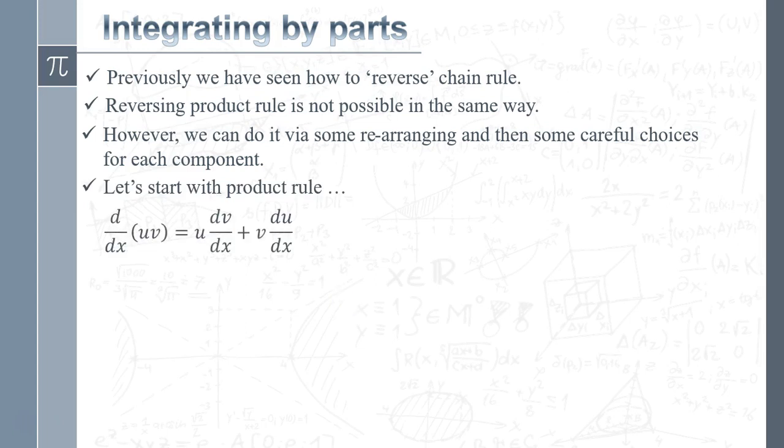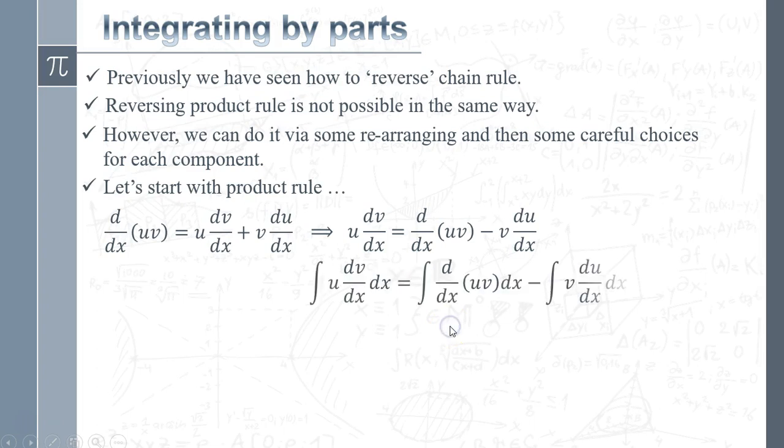There it is. I'm differentiating the product, and there's our standard: leave u alone, differentiate v, plus leave v alone, differentiate u. What we're going to do is just a little bit of rearranging, not a whole lot. I've taken this v du dx term over to the other side, so we've got the u dv dx term as our subject. And what we're going to do now is take this expression and integrate it. So we're going to integrate each part.